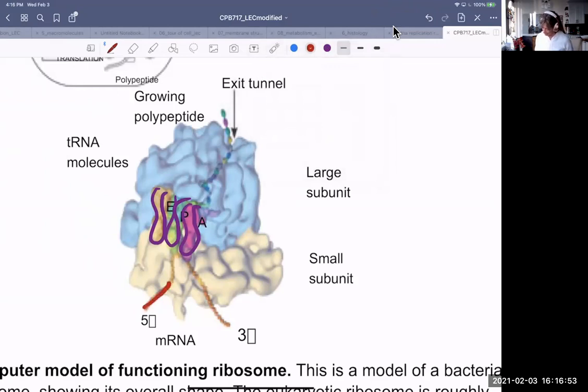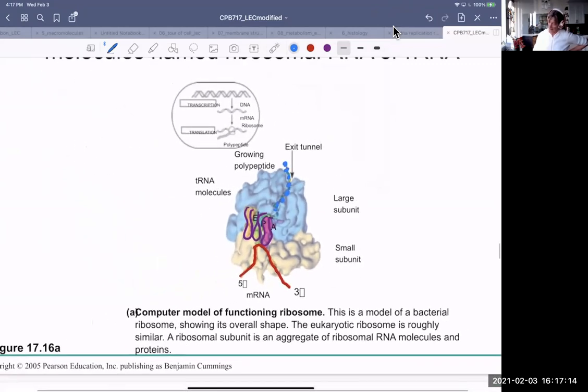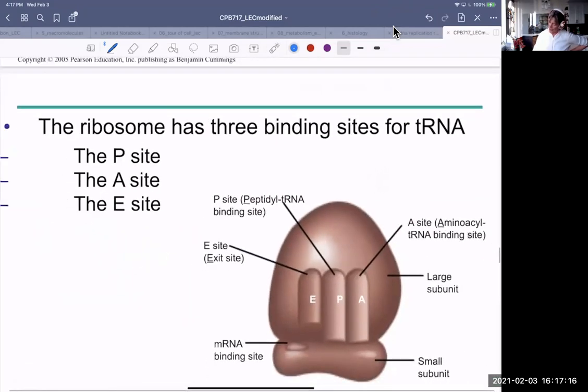Being read. And our beautiful new protein is exiting through a little tunnel in the ribosomal subunit. So the process is such.